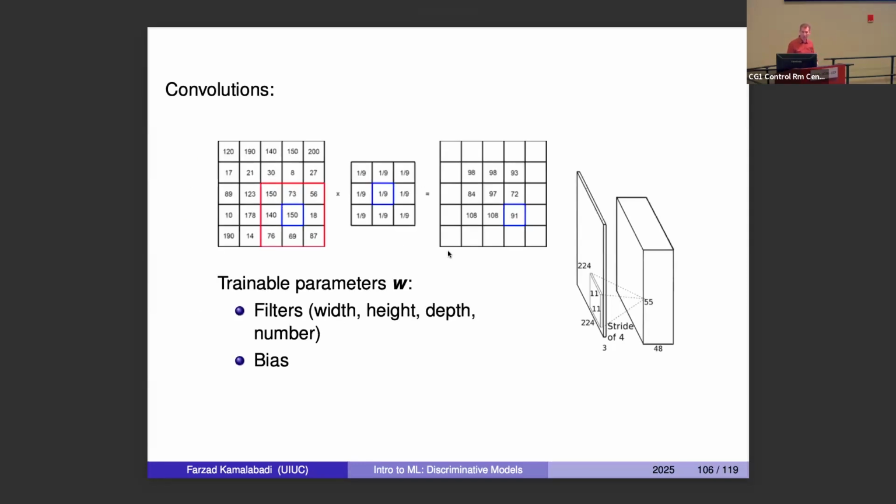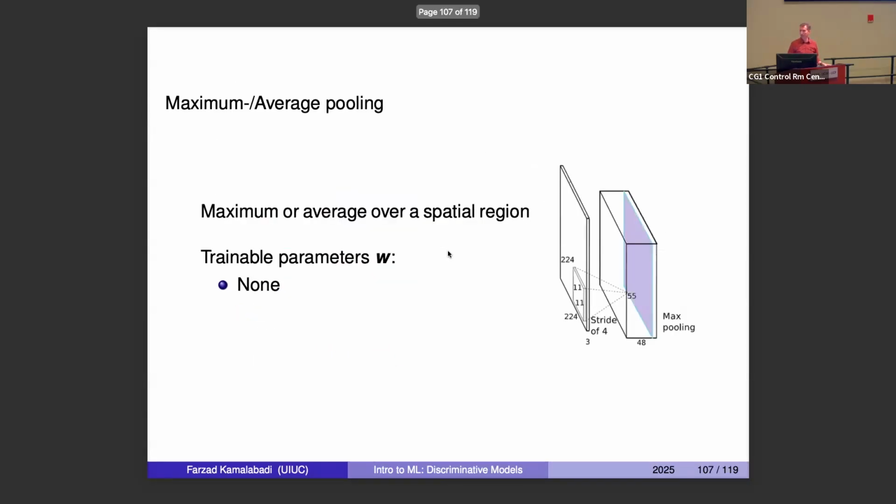This shows the task of convolution. So you have a mask, and you perform the convolution, and you get the results. The trainable parameters, as I alluded to, are the filter width, height, depth, and number, and of course the bias is another parameter that you solve for.